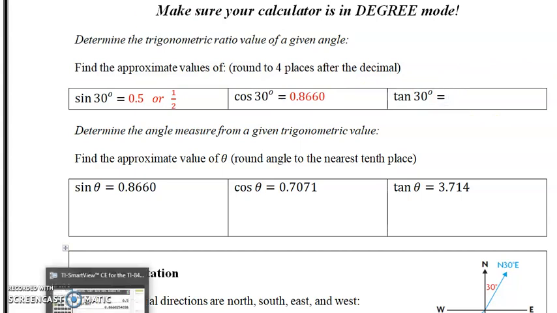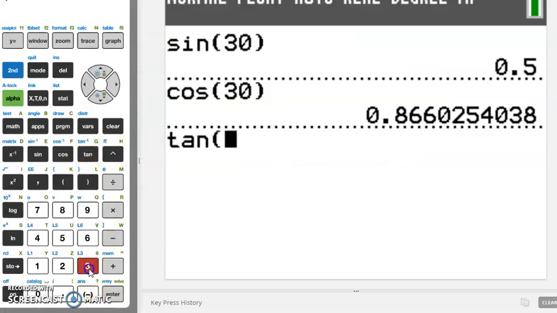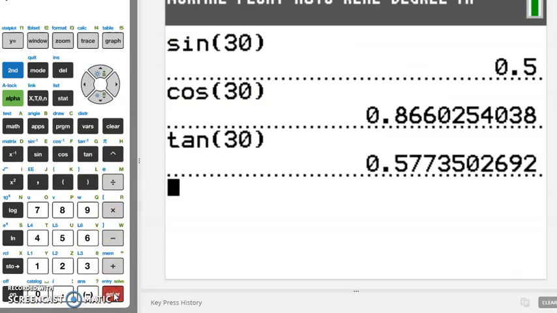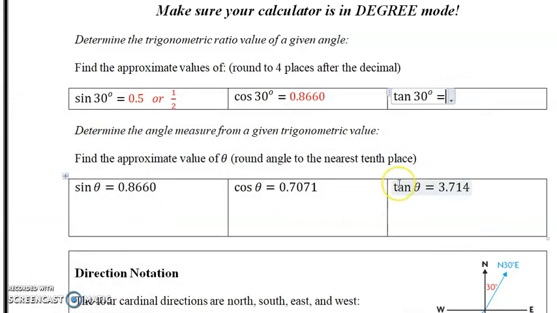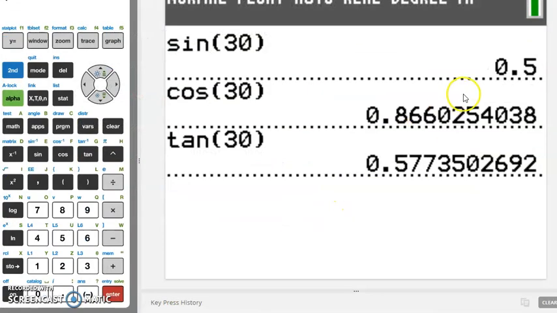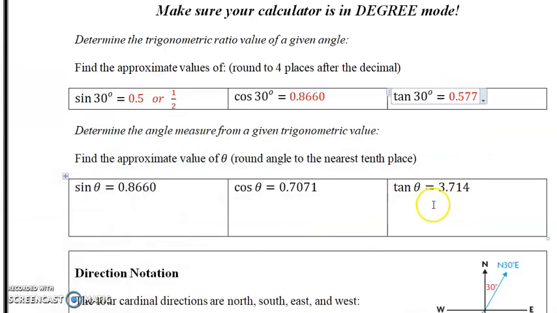For those of you continuing on that course. And then the last one we'll do is tan 30. Close my bracket, enter, and I get 0.5735, but you can round that up for now. 0.577, and we'll round the 3 to a 4. Okay? So that's how you take the sine, cosine and tangent of it if you're given an angle.